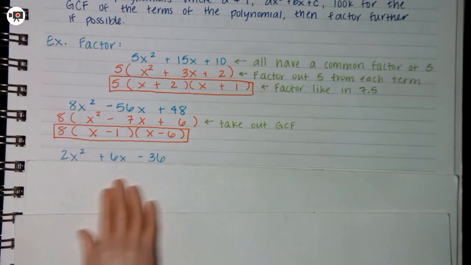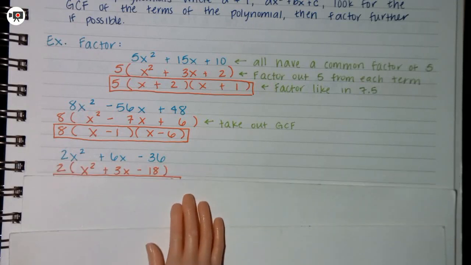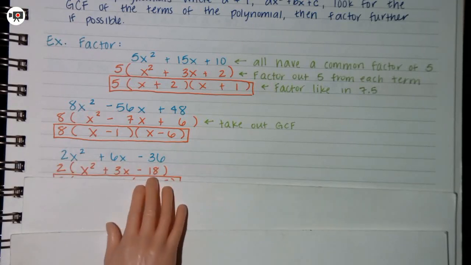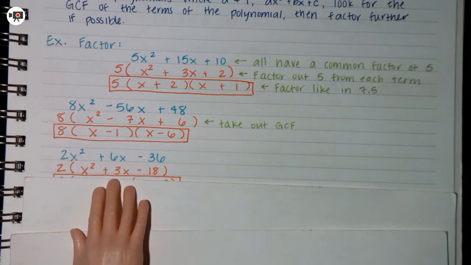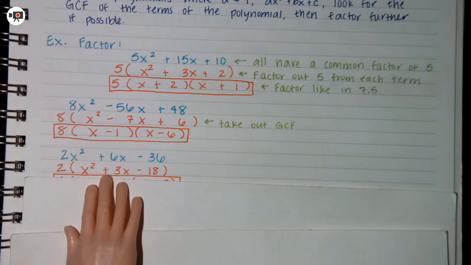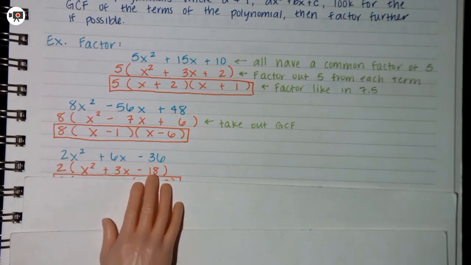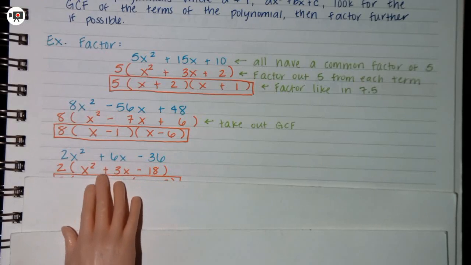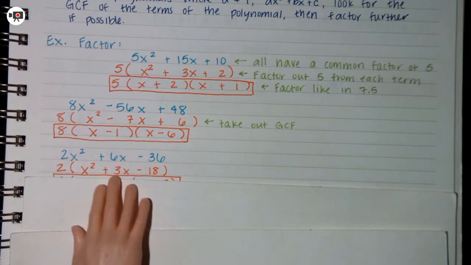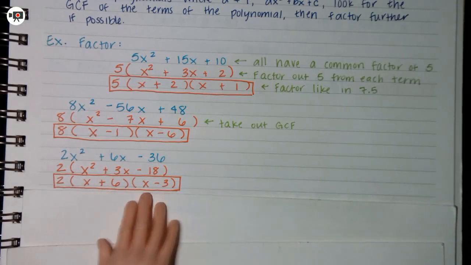For 2x squared plus 6x minus 36, again, 2 is the common factor in everything. Numbers that multiply to negative 18: one has to be positive, one has to be negative, and they need to have a difference of 3 where the larger number is positive. So 6 and 3 make 18. The larger number is 6, and 6 minus 3 is 3. So I'll have x plus 6 and x minus 3.